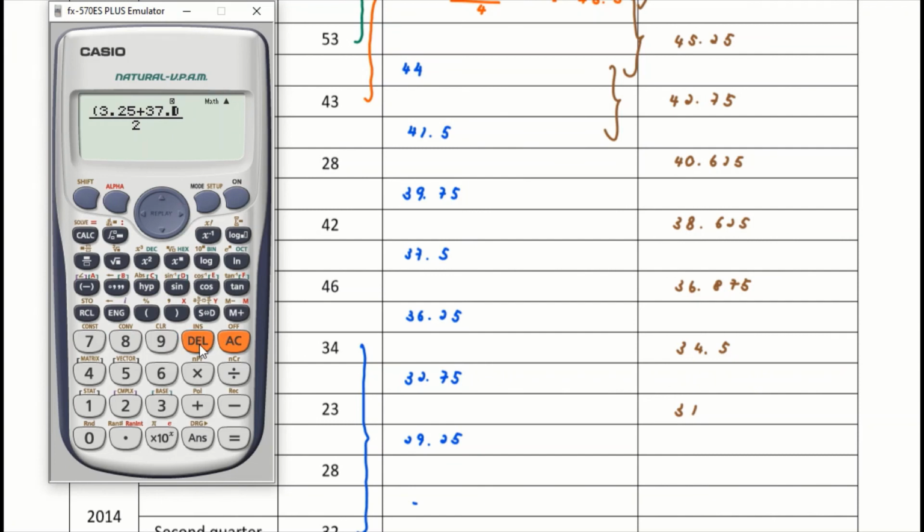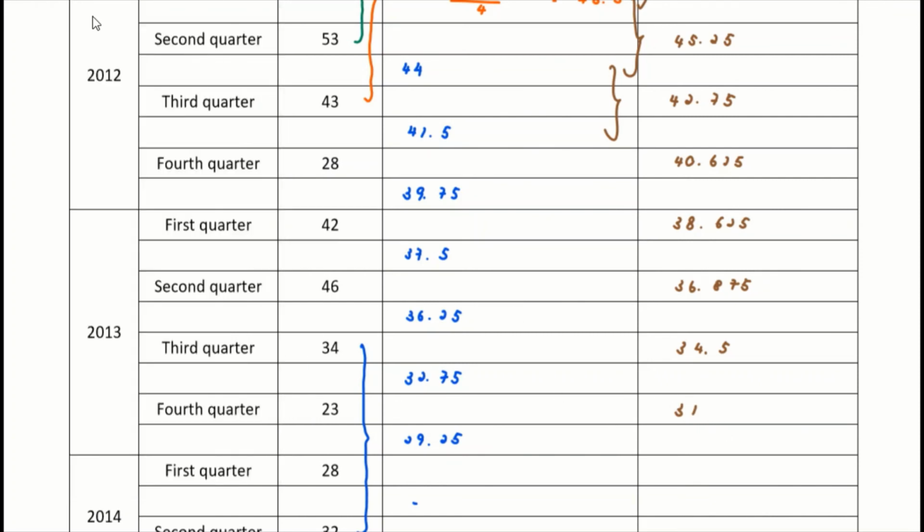32.75, plus, okay, and yeah, you are getting 31. All right, so this is the number that we get from the 4-point standard moving average.